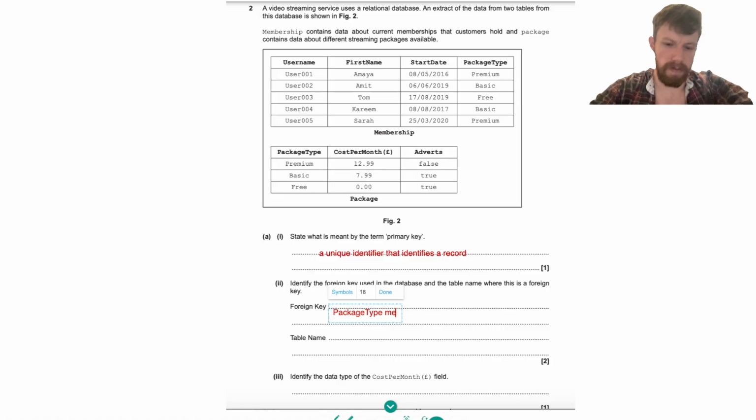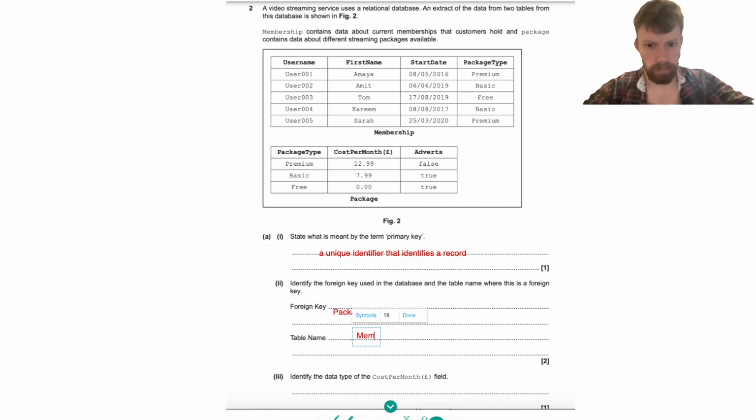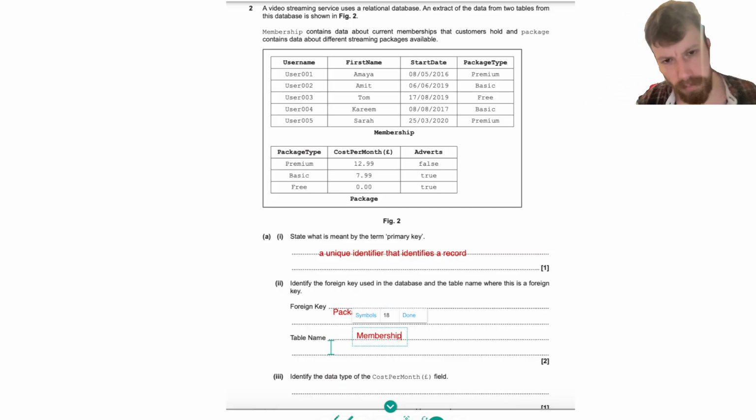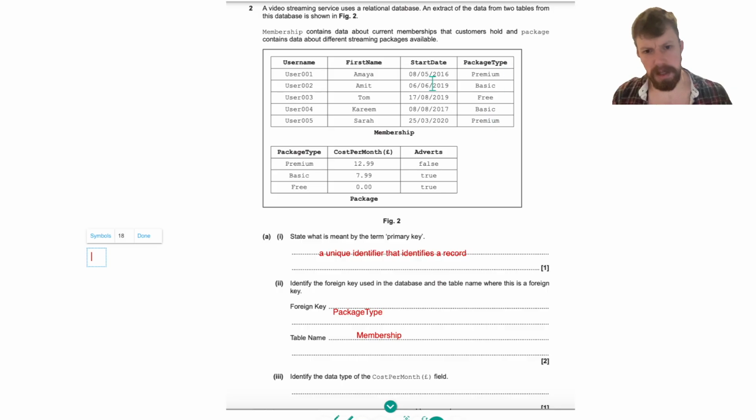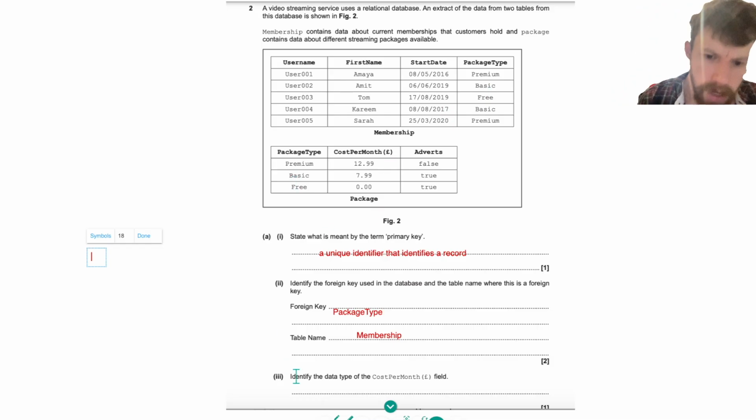The reason they've done that is because they don't want you to just write package type and then membership. There we go, there's a little table name underneath that. The reason is that if you just put package type, you could be referring to the primary key, but it's the foreign key over there. So a foreign key is a primary key in another table.